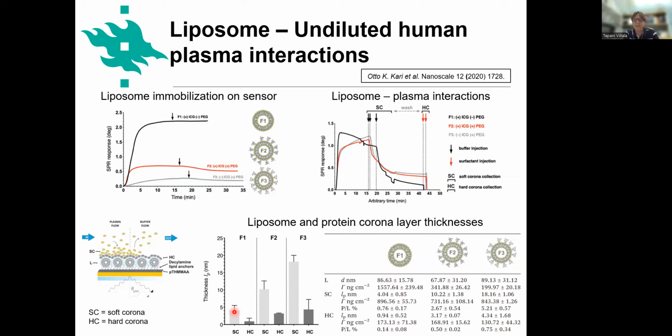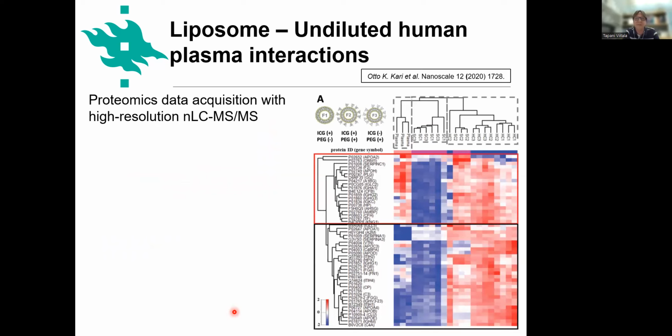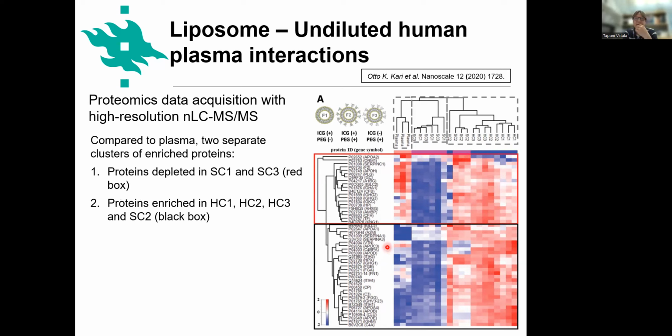So we took the next step, detached the particles, and did mass spectrometry analysis and bioinformatics. And there we can then see different, the blue dots here show depletion compared to plasma, and the red dots show then over-representation compared to plasma. And these could be grouped actually in two separate clusters. So this soft corona for this uncoated particle, and also the pegylated particle without a light activating compound, it's actually the red box here, and we can see that there is depletion in these proteins.